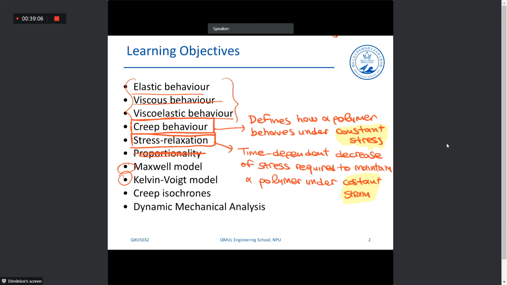Dynamic mechanical analysis or dynamic mechanical thermal analysis. It's a long name. No one remembers. Okay, that's interesting.